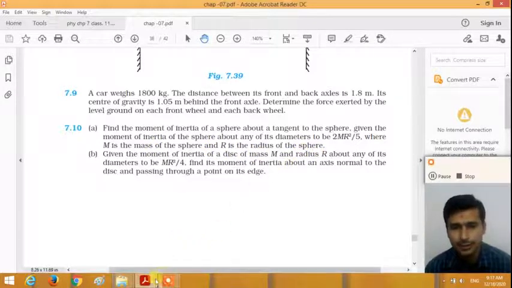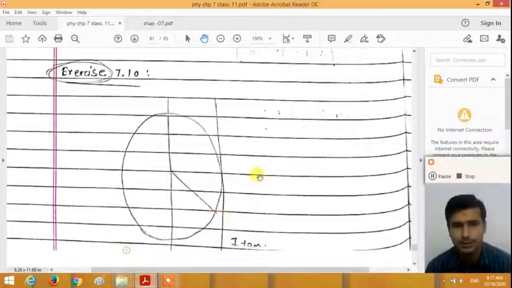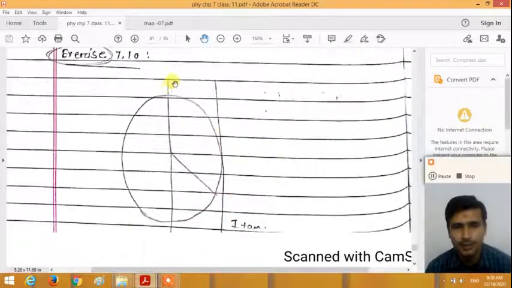So let us see this first part of the 7.10. In that, the moment of inertia of the sphere about its diameter is given to you, 2 by 5 mr square. We need to find the moment of inertia of the sphere about the tangent. So let us see the solution of this. So here the moment of inertia about the diameter is given to you. We have to find the moment of inertia about the tangent.